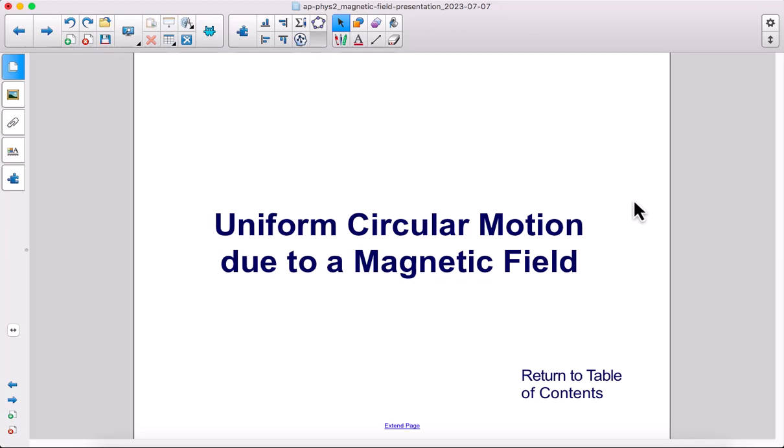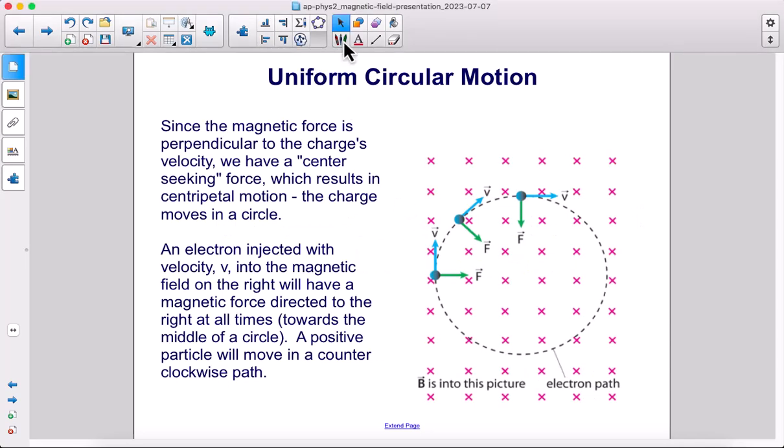Uniform circular motion due to a magnetic field. Since the magnetic force is always perpendicular to the charge's velocity, we're going to end up with a center-seeking force, a centripetal force, which results in centripetal motion. The charge will move in a circle.